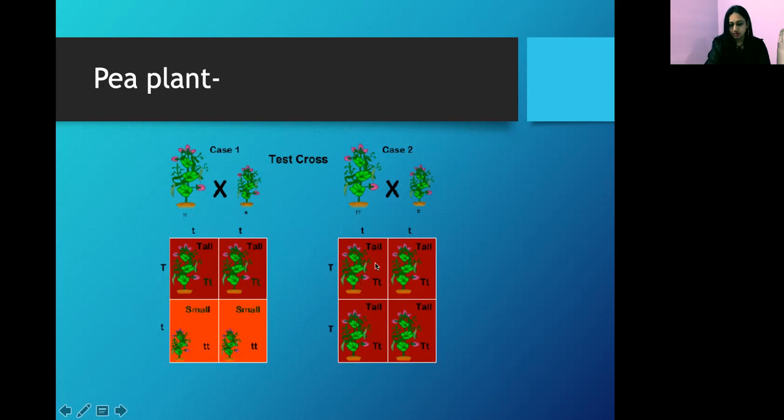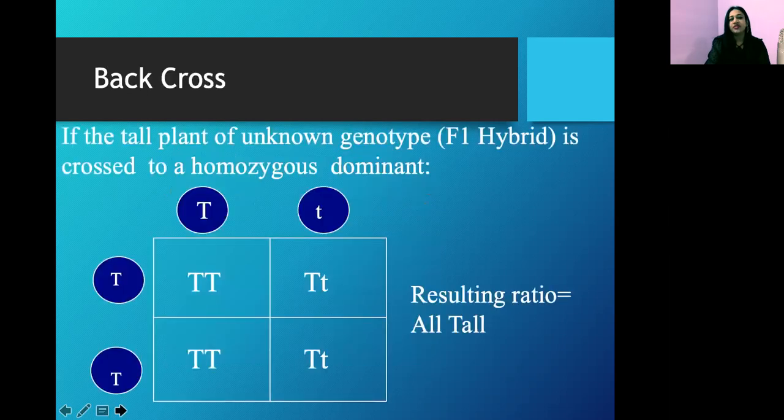Then coming to case 2. Here we have taken a tall plant which has two pure alleles, capital T capital T. In this case, all the offspring are capital T small t, tall. So all these offspring are tall, right? Even though we took the same phenotype, we got different offspring. So how do you know this? This is done by backcross and test cross.